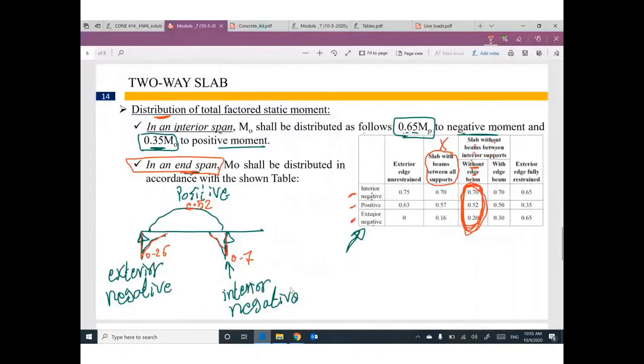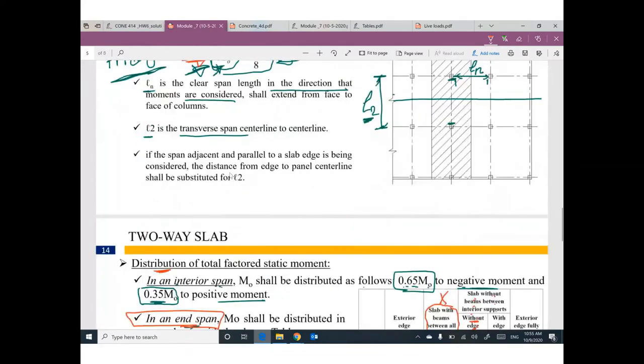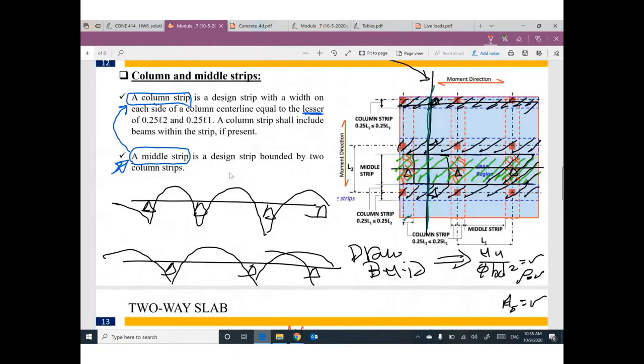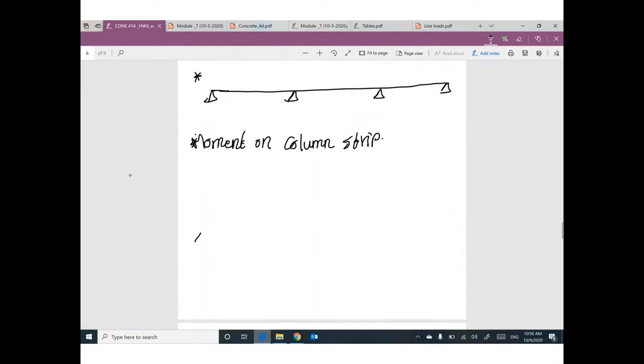Okay. Next step. We need to distribute this moment, which is positive and negative, to figure out what is the moment on the column strip. Guys, last meeting I told you your slab will be divided into something called column strip and one called middle strip. We are in this case right now. We need to figure out what is the moment on the column strip. I believe the next step will be what is the moment on the middle strip.